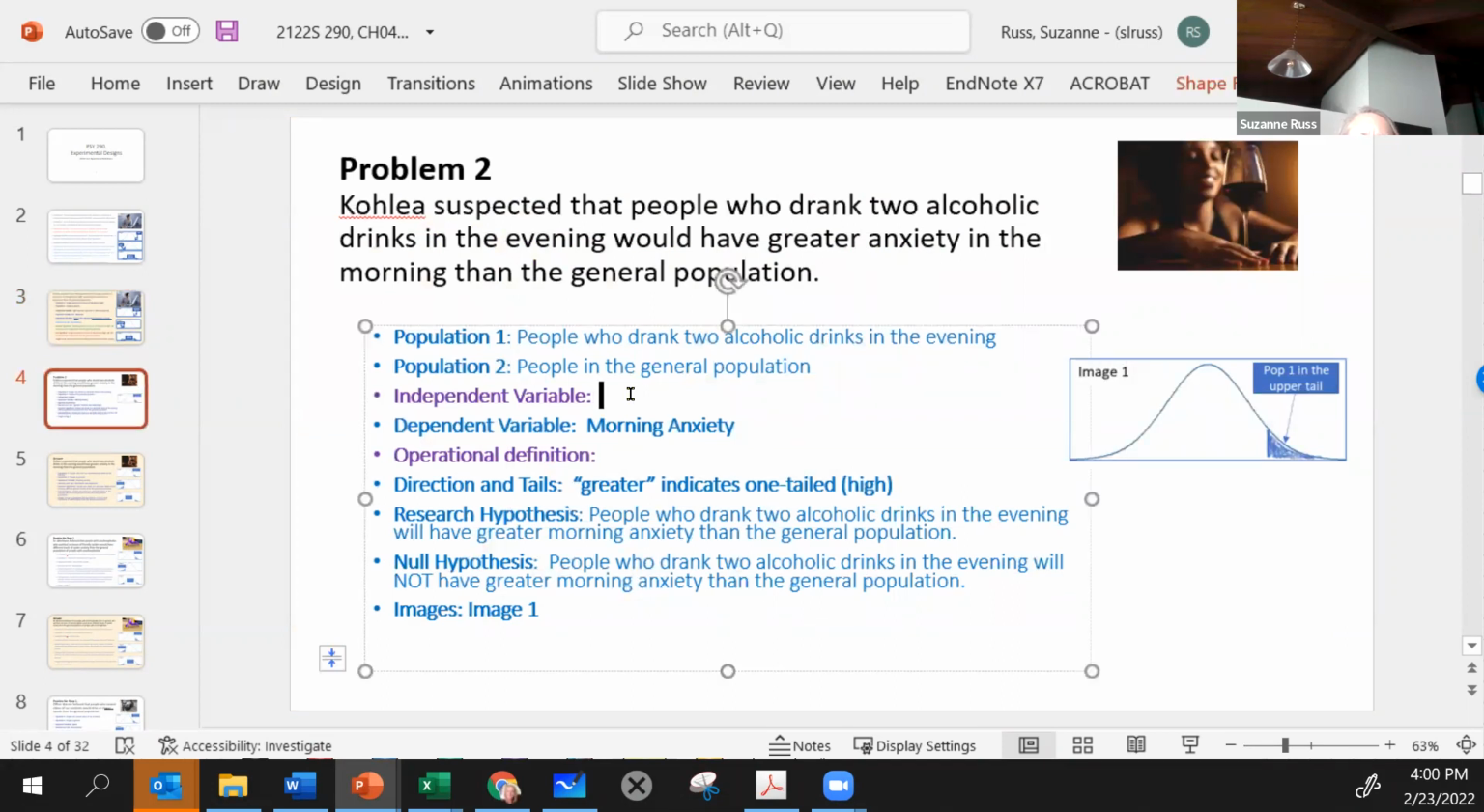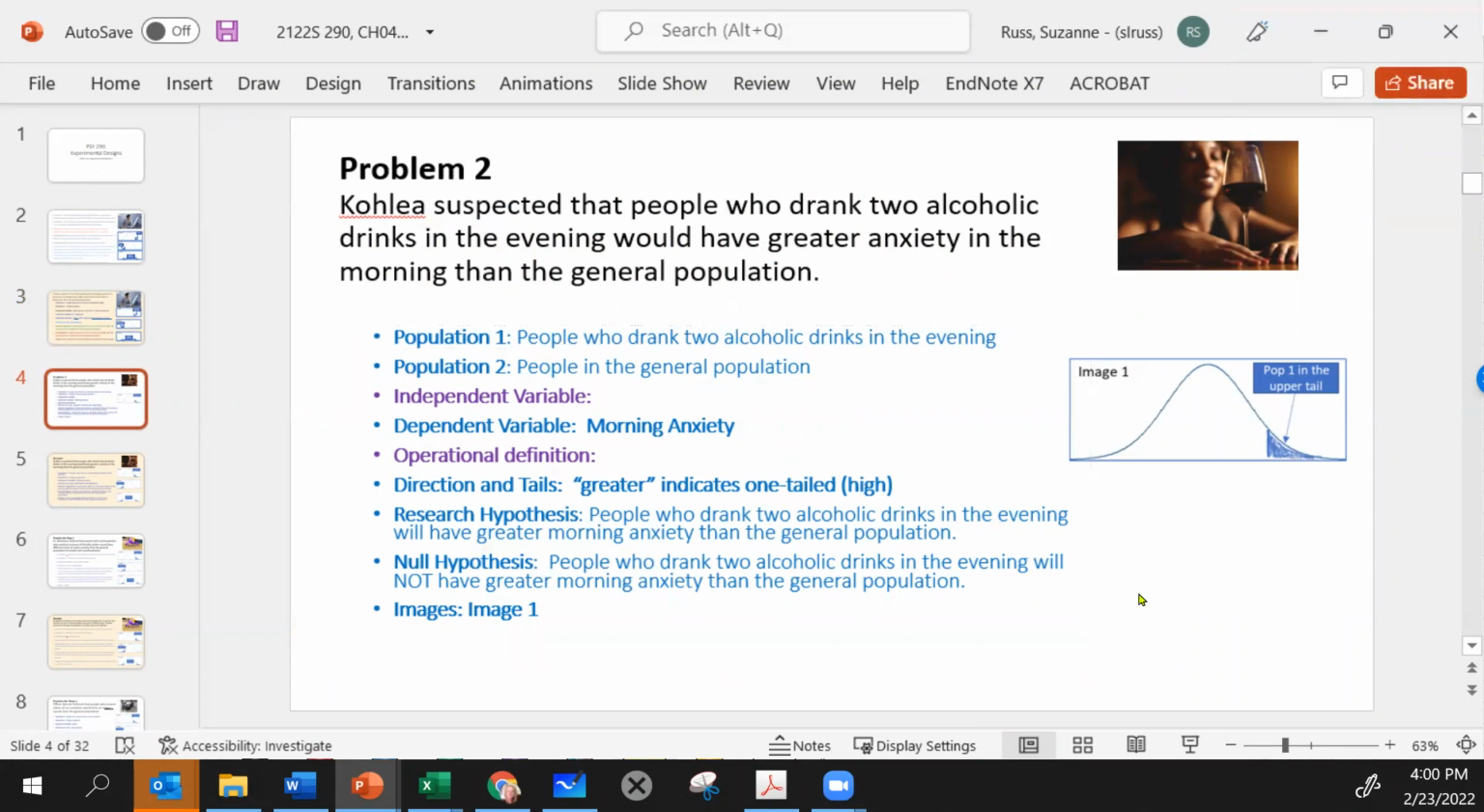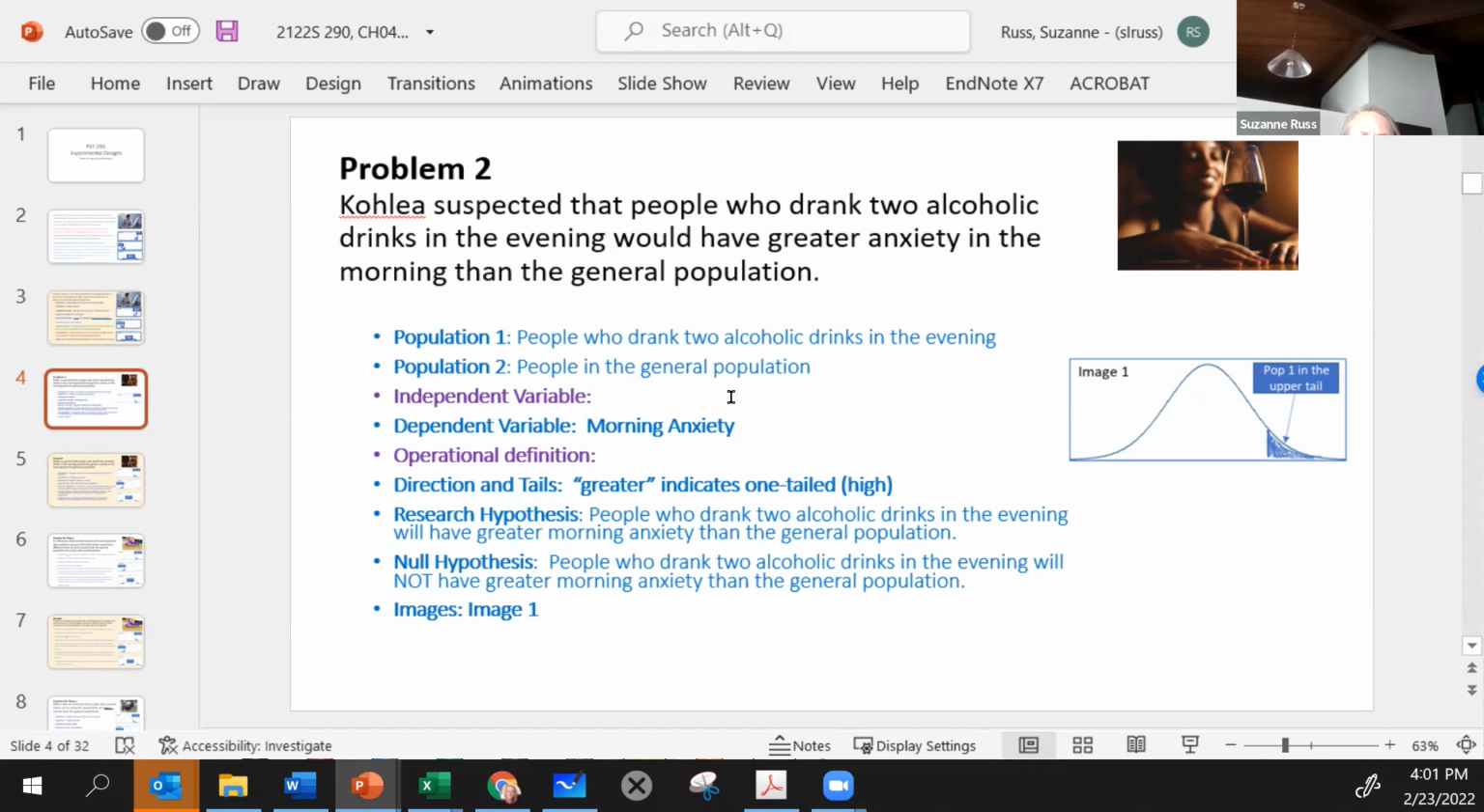The next example, I'm going to invite you to identify the independent variable. So the independent variable is what is different between population one and population two. So give it a moment. What's the difference between those two groups? And let me see what Sean thinks. What's the difference between population one and population two?